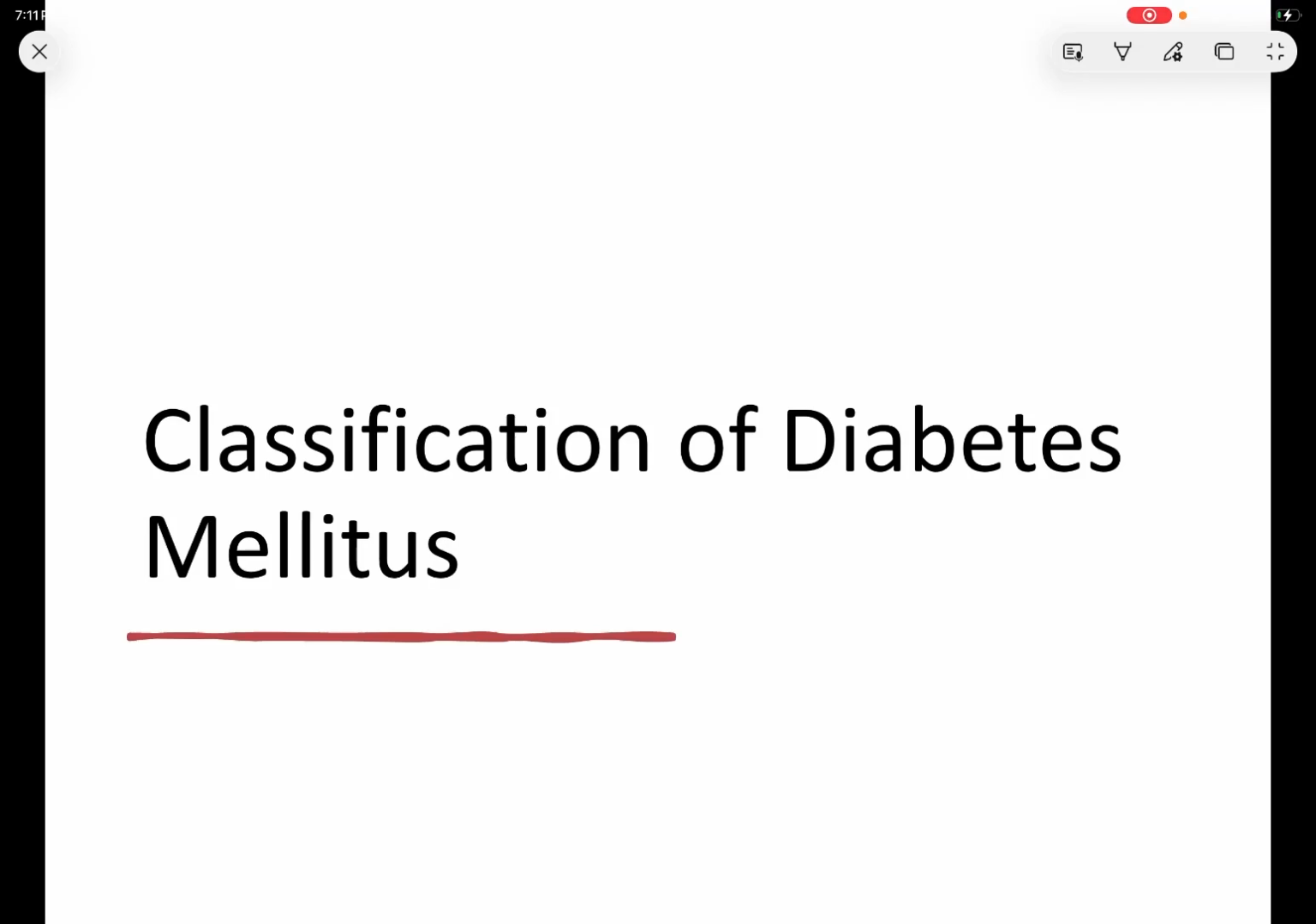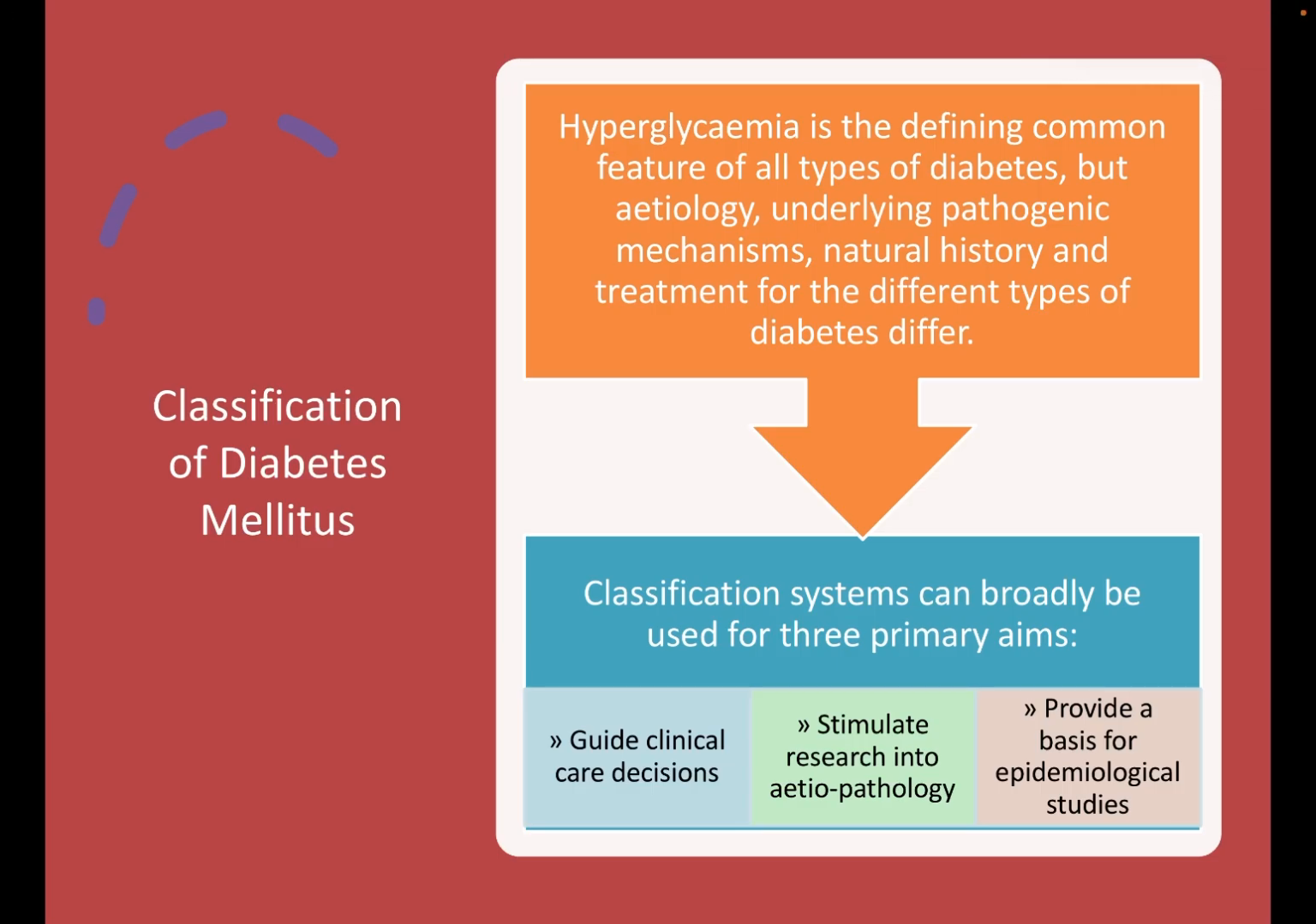Hello everyone. Today we will be discussing the topic classification of diabetes mellitus for the essay series in general medicine for MBBS students. So how do we classify diabetes mellitus? When you take up diabetes mellitus, the most common denominator for all types of diabetes mellitus is hyperglycemia.